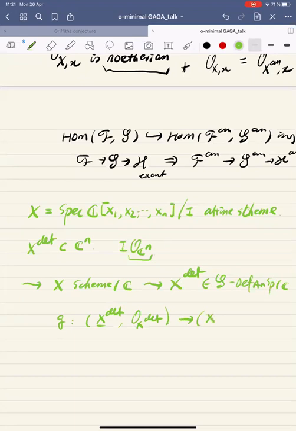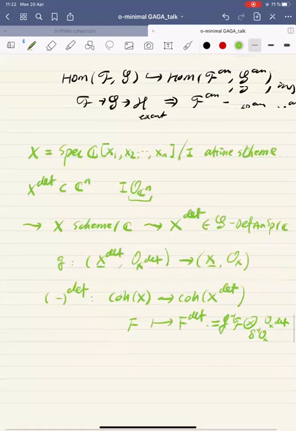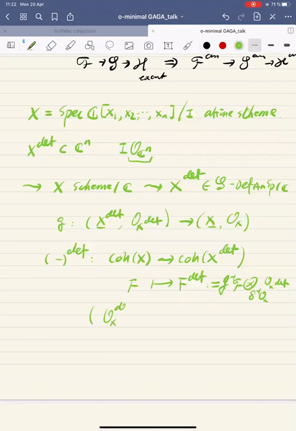So if we begin with a scheme, this is the morphism of locally ringed sites, and we can also get the definabilization functor. This is coherent sheaf to coherent. Just send F to F definable. So the definition is above. This is G inverse F. So in particular, this implies the definabilization of the structure sheaf is just the structure sheaf of the definabilization.